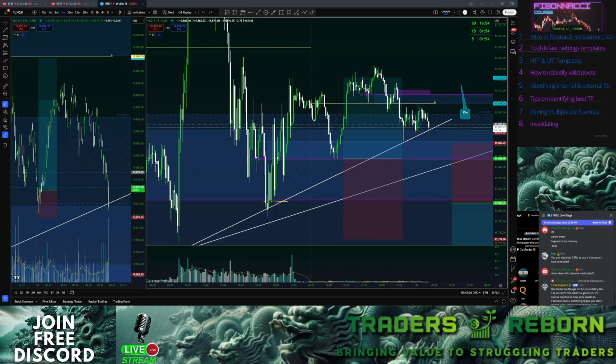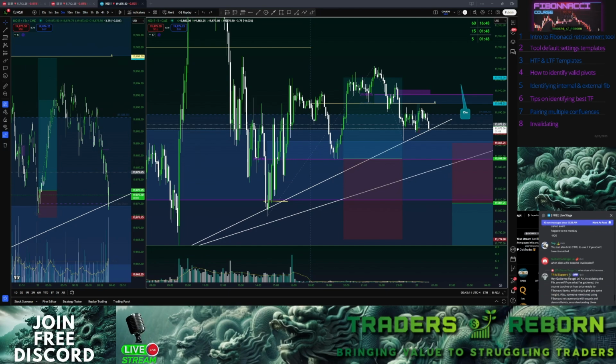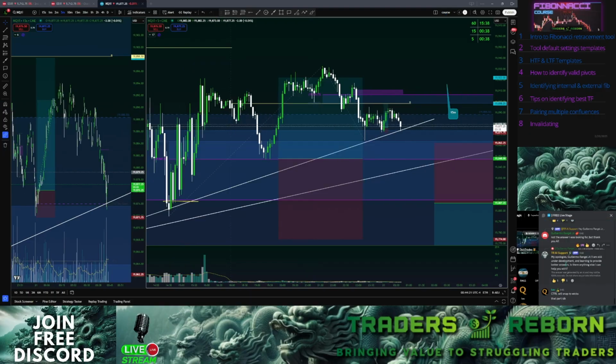You can also hold control to use it if you don't have it enabled. What does that mean? When does a fib become invalid? So that's number 8 right there, Guillermo.